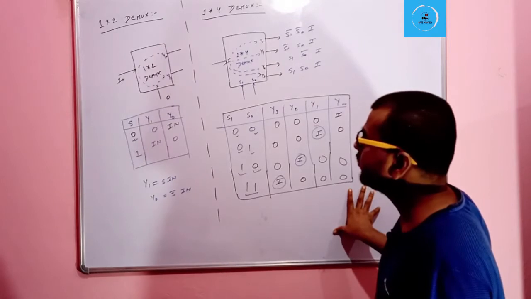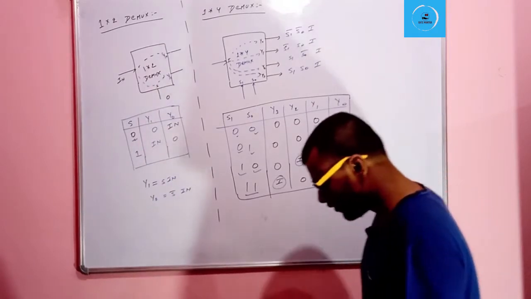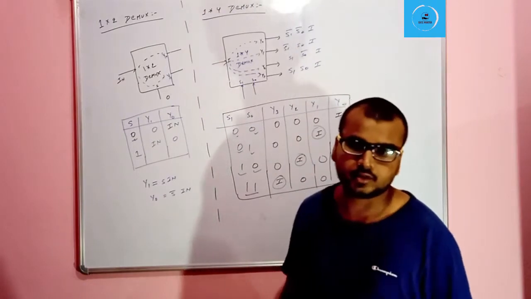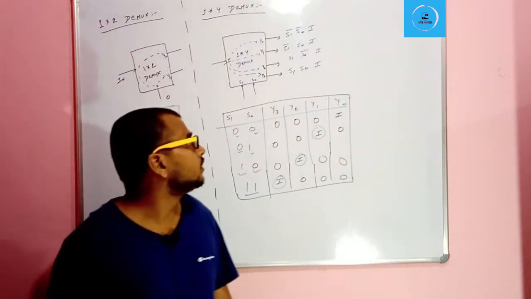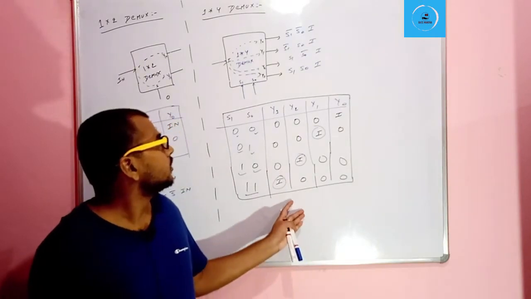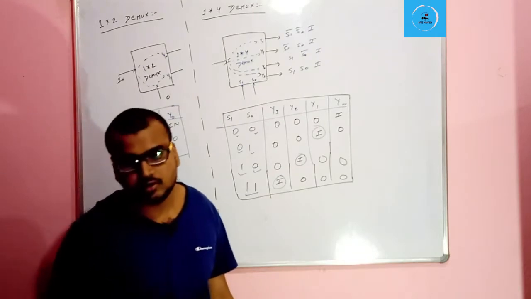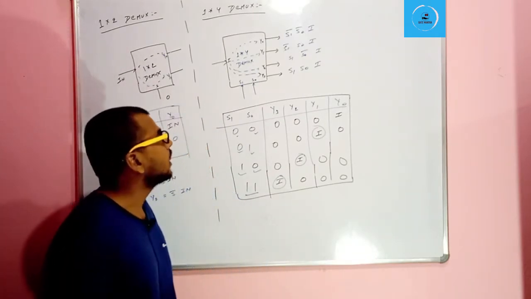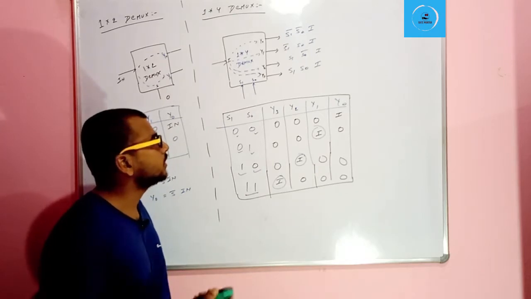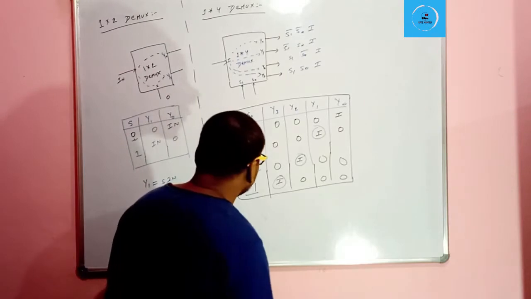So here we have seen the 1:2 demux and 1:4 demux, and we have also seen the definition of the demultiplexer. Please draw the gate level logic diagram by yourself, using the NOT gate and the AND gate. Now we will see how we are going to construct the higher level demultiplexer by using the lower level demultiplexer.